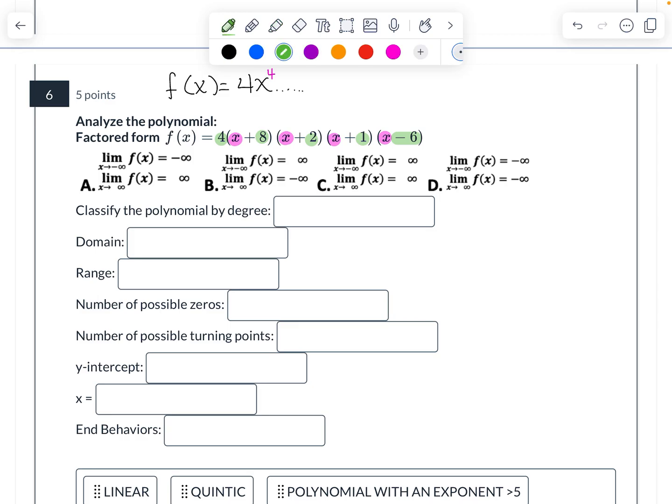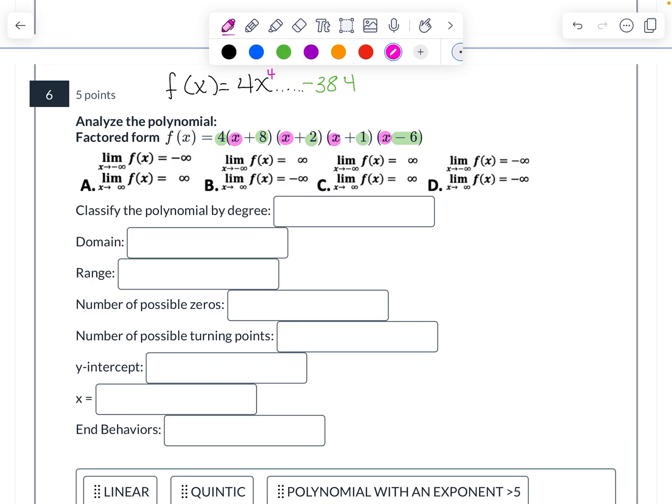and multiply them all together. And that's going to give me a negative number. 4 times 8 is 32. Doubled is 64, times negative 6. 64 times negative 6 is going to end in a 4. 384. I think we get 384.